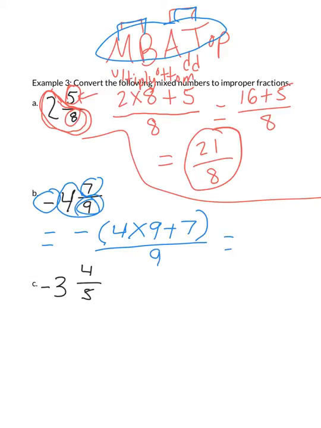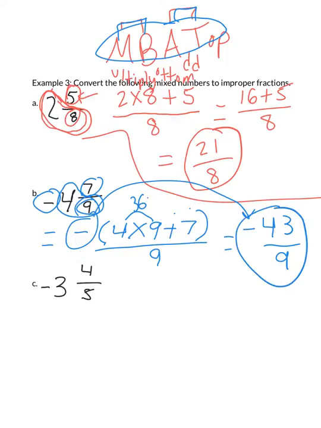Now let's just do the computations in the parentheses. 4 times the 9 gives me obviously 36. Add the 7, 36 plus the 7. That's going to give me 43. Bring over the 9, and don't forget the negative sign. There it is. So -43/9 is my final answer.